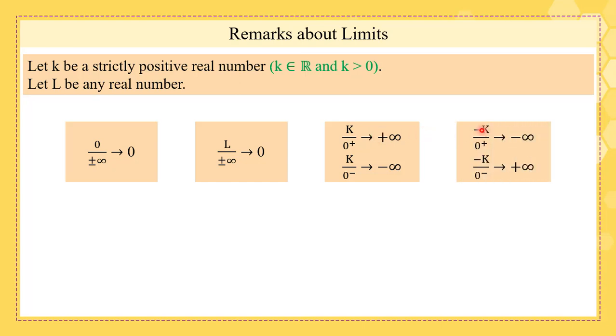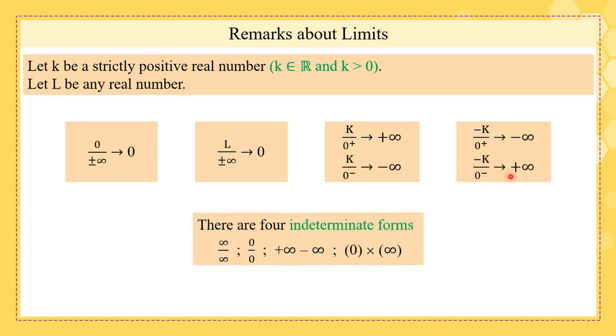Now here, if we have negative k over 0 plus, because we have something over 0, this tends to infinity, and minus over plus is a minus. And negative k over 0 minus tends to plus infinity. And we have 4 indeterminate forms, which are infinity over infinity, 0 over 0, plus infinity minus infinity, and 0 times infinity. Now later, we're going to see how we deal with indeterminate forms.